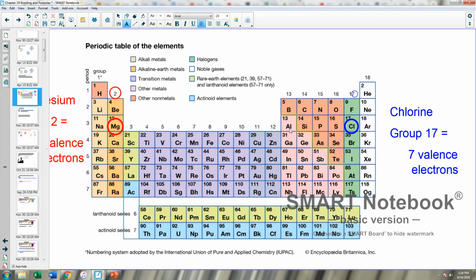You could make zinc and oxygen. You could make strontium and nitrogen. You could make sodium and fluorine. You could make lithium and iodine.